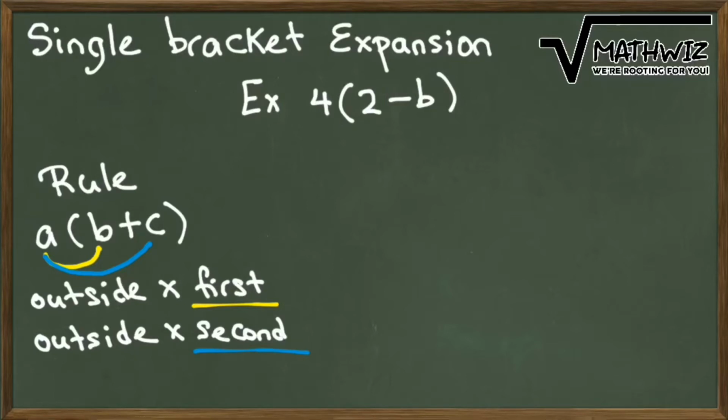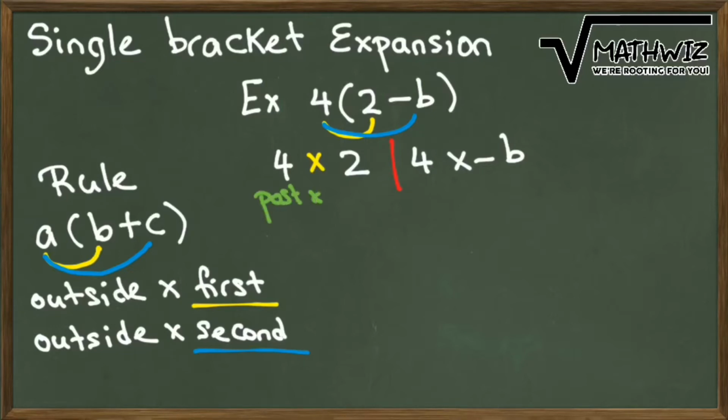And so we have the outside multiplied by the first on the inside. So remember, you want to go ahead, write it out, put your little separation. And then you want to have the outside multiplied by the second on the inside. And then going through our rules, we basically have a positive multiplied by a positive, and so you expect to get positive, right? And then 4 times 2 is 8. Writing the positive there is optional.